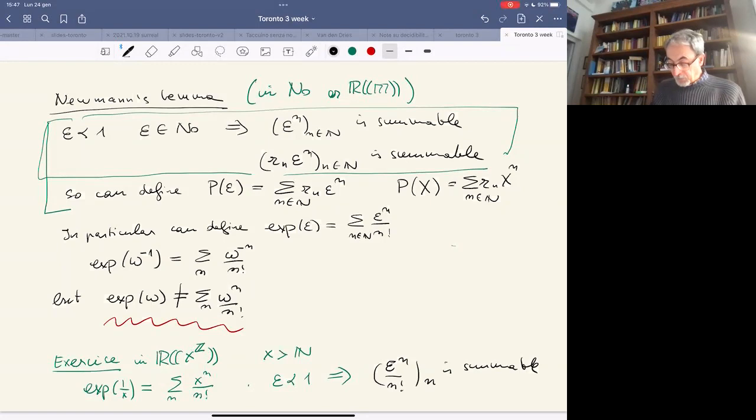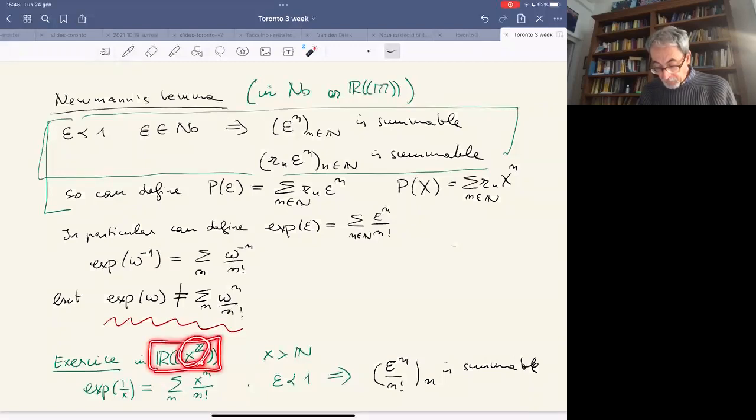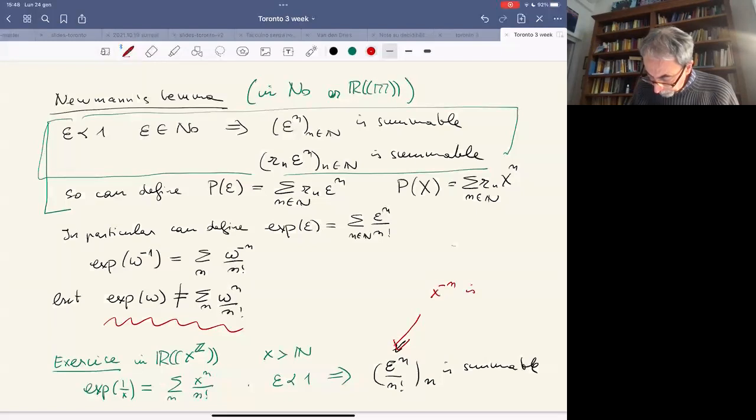Why? Because what is special in this case is that x is the least positive monomial in this particular case. So if epsilon is infinitesimal, epsilon to the n is even more infinitesimal, and x to the minus n is the least of all monomials.